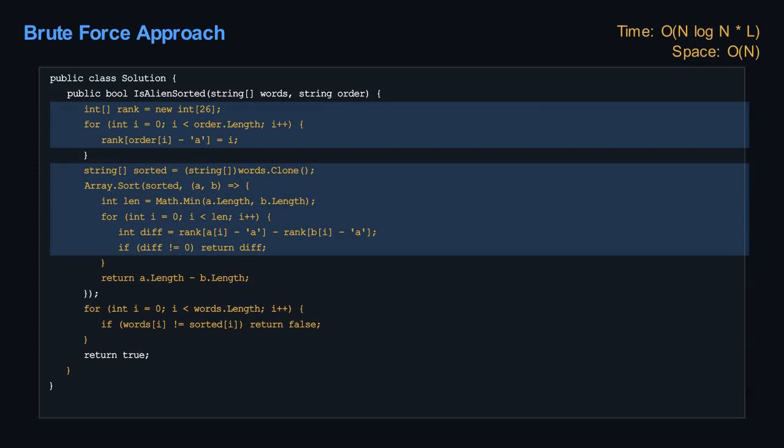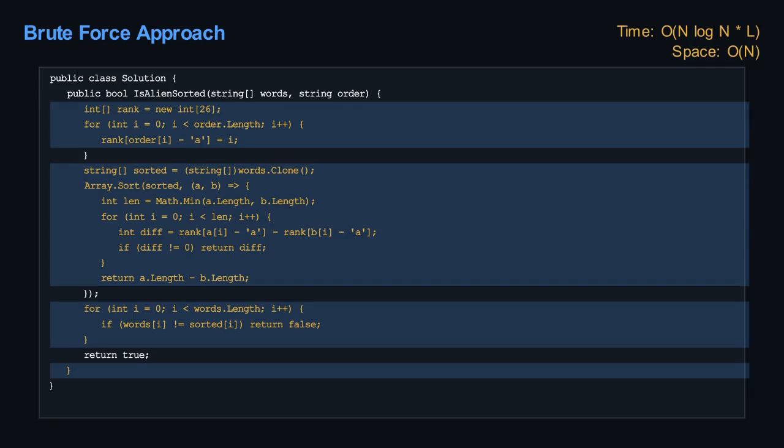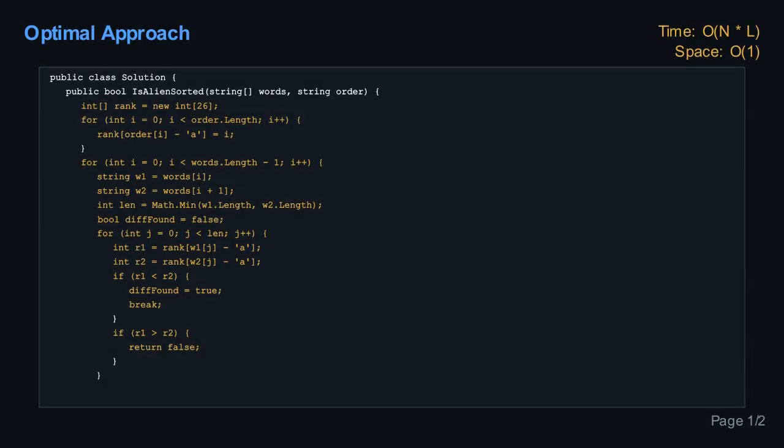This works, but sorting an array of strings, where each comparison itself involves iterating through characters, leads to a time complexity of O(n log n · L), where n is the number of words and L is the maximum length of a word. The space complexity is O(n) for the copy. The key insight for optimization is that to verify if an array is sorted, you only need to check *adjacent* elements. If every pair of adjacent words is correctly ordered, the entire array is sorted.